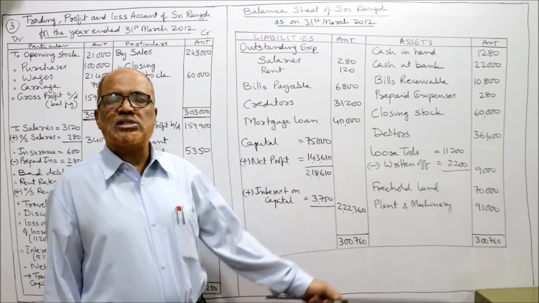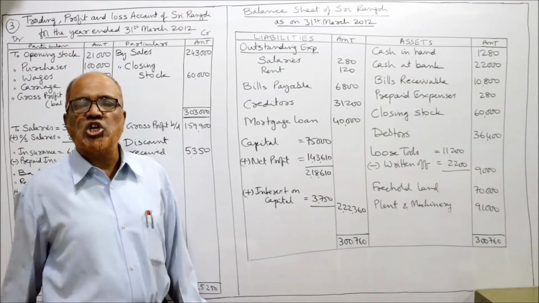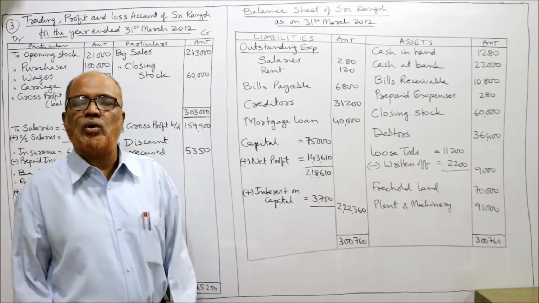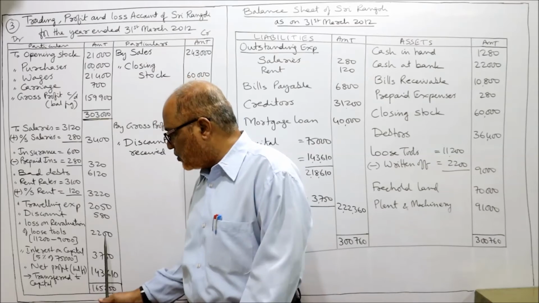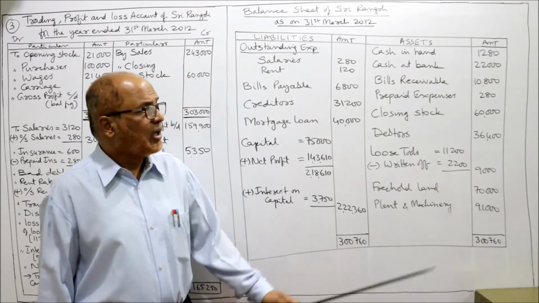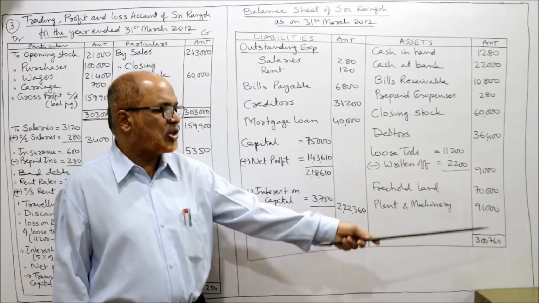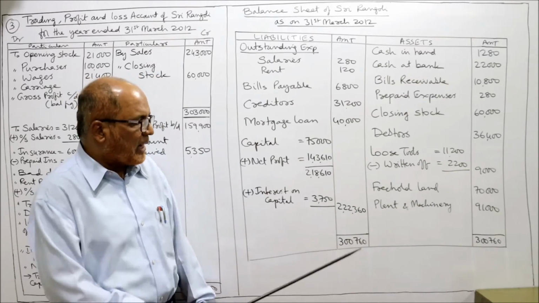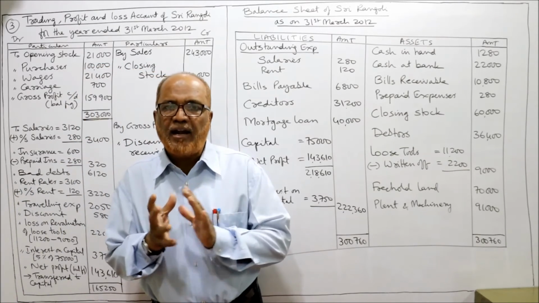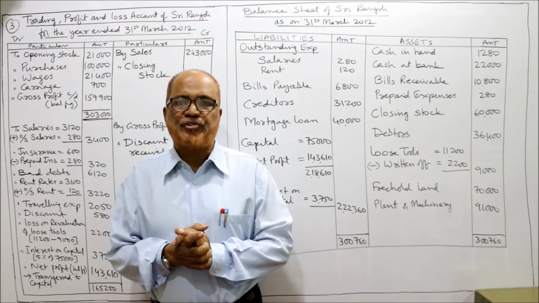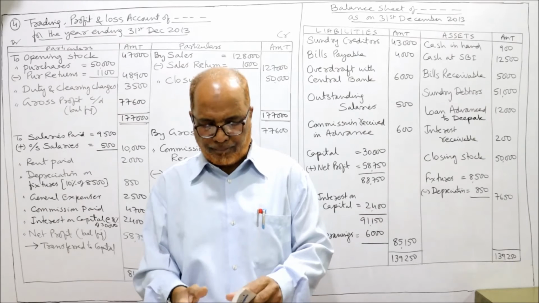Loose tools. Loose tools 11,200 is given in the trial balance minus written off. How much is written off? 2,200 is written off. So 11,200 minus 2,200. Here we have written 2,200 written off. So net amount available is 9,000. Then freehold land directly I have taken. Plant and machinery directly I have taken. No adjustment. The balance sheet is tallied at 3,76,000. That's all. This is the end of problem number 3. Now we'll start problem number 4. See the fourth problem carefully.